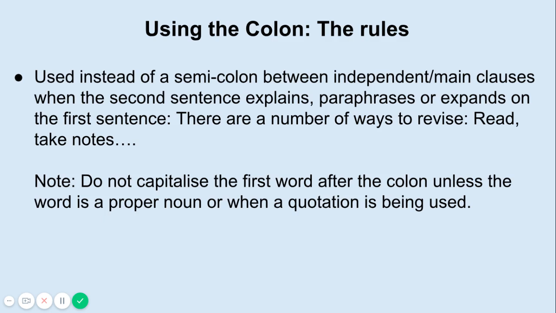Now, using a colon, let's make sure we get the rules right here. It's used instead of a semicolon between independent and main clauses when the second sentence explains, paraphrases, or expands the first sentence. So, for example: there are a number of ways to revise. The colon here is indicating that we're going to be adding additional information to this independent clause. So: read, take notes, etc., etc.